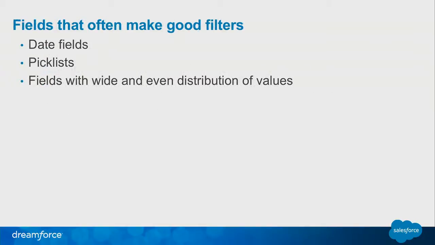So what are some fields that make good filters? Date fields, pick lists, and you want fields with wide and even distributions. A checkbox is not going to be a very good field to index, because you're going to have a 50-50 distribution most likely, or it could be skewed. And as we'll discuss later about the selectivity threshold, it's most likely not going to meet those thresholds.